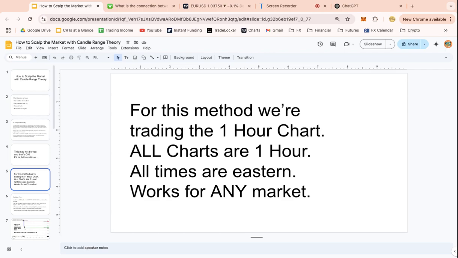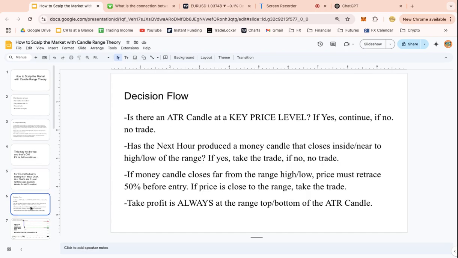For this method, we're going to be back testing the 1 hour chart. So all these charts are going to be 1 hour. All times are Eastern Standard. Works for any market. So this is the decision flow that we'll be using, and I'm going to talk you through all of the trades. We're going to do the month of January on euro dollar. I did not pre-do this or anything, so it's just going to be off the fly.